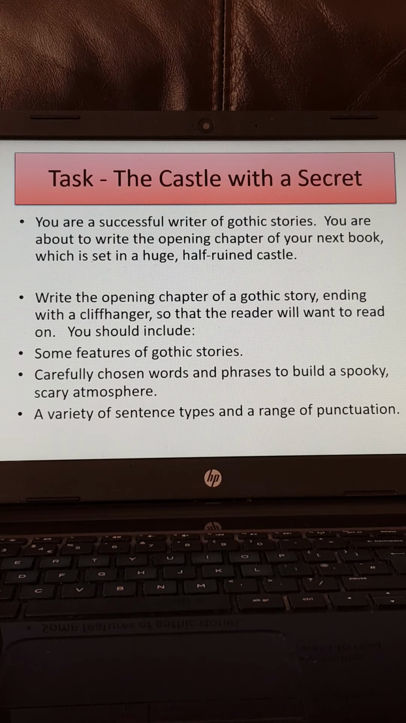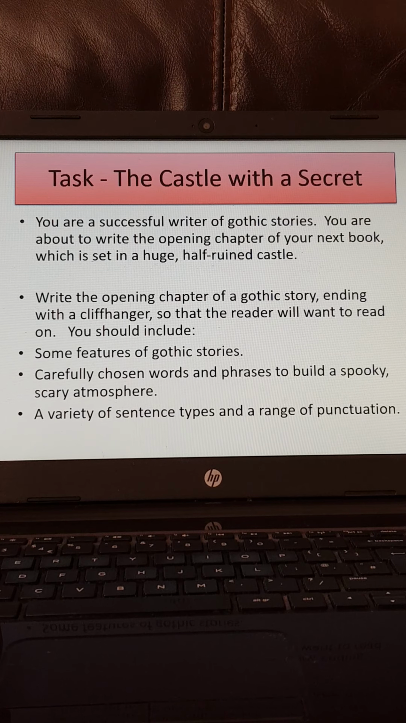Write the opening chapter of a Gothic story ending with a cliffhanger so that the reader will want to read on. You should include some features of Gothic stories, carefully chosen words and phrases to build a spooky and scary atmosphere, and a variety of sentence types and a range of punctuation.